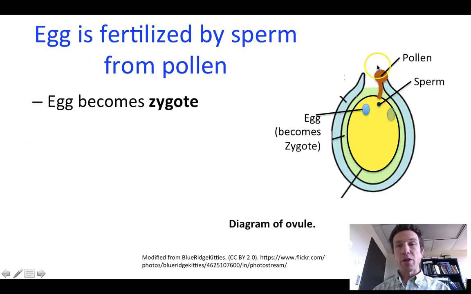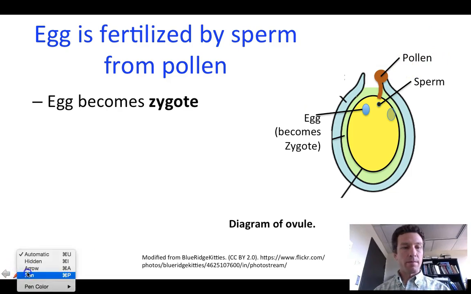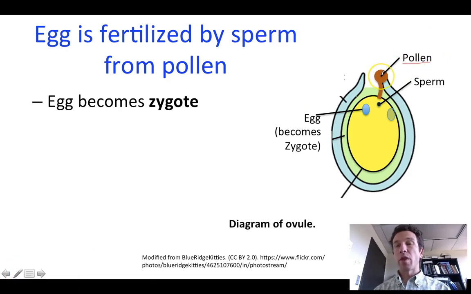The egg eventually is going to get fertilized when a pollen grain, which you can see pictured up here, lands somewhere near the ovule and germinates. So this is the grain, and here's the tube where it germinated. This tube is going to come down towards the egg, and it's going to deliver a sperm. You can see the sperm right here. That sperm then is going to make its way to the egg and fertilize it.